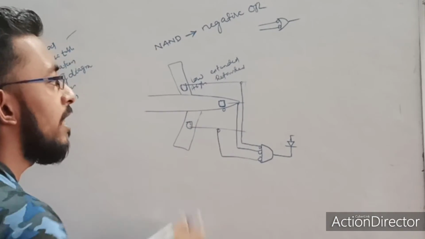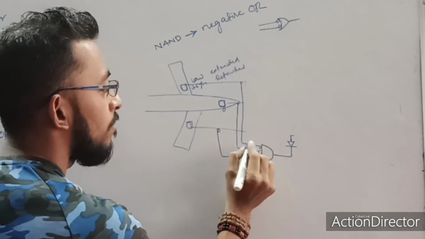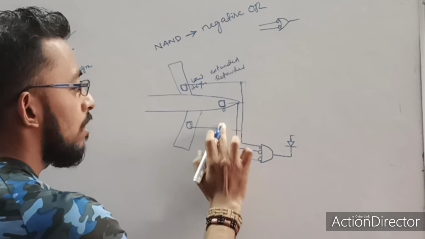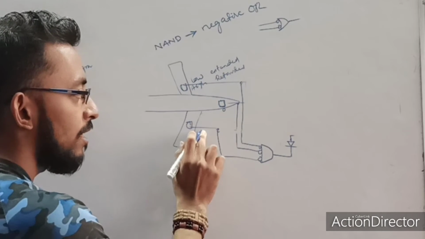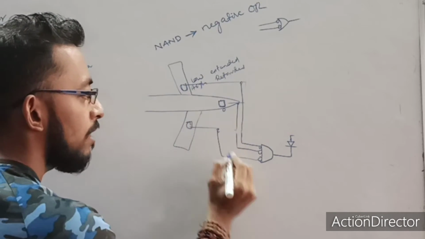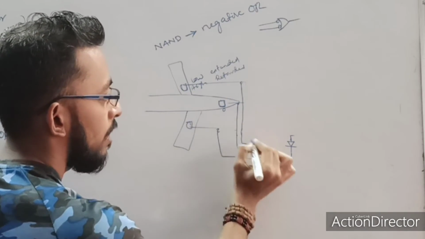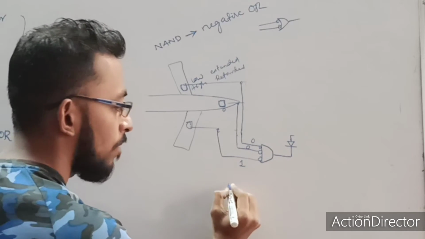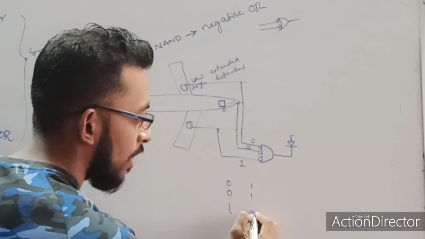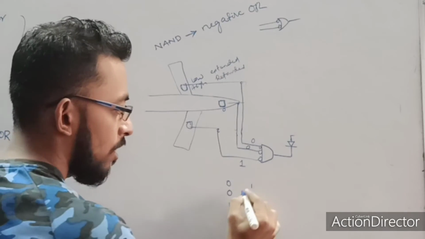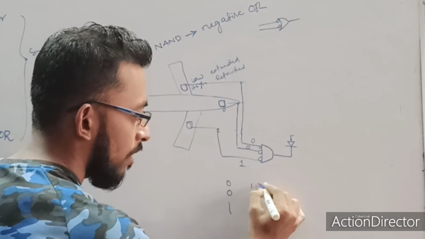Now let's take any of the sensors is giving me a high value. It means any wheel is not extended. Let's take this wheel is not extended. That's why it will give me a value high. It means it is 1. And the rest are 0, 0. That is before the bubble. Before the bubble 0, 0, 1. After the bubble, what will it become? 1, 1, 0. Okay, 1, 1, 0 is applied to the AND gate.